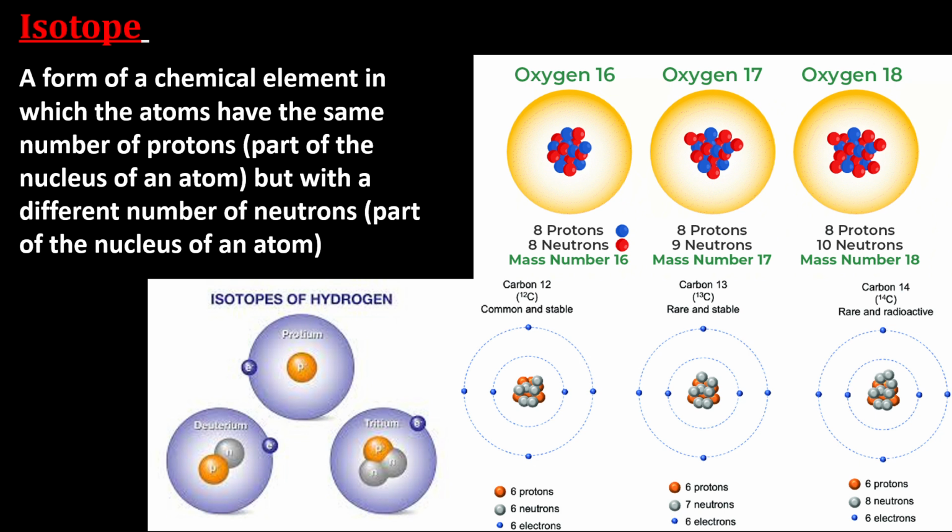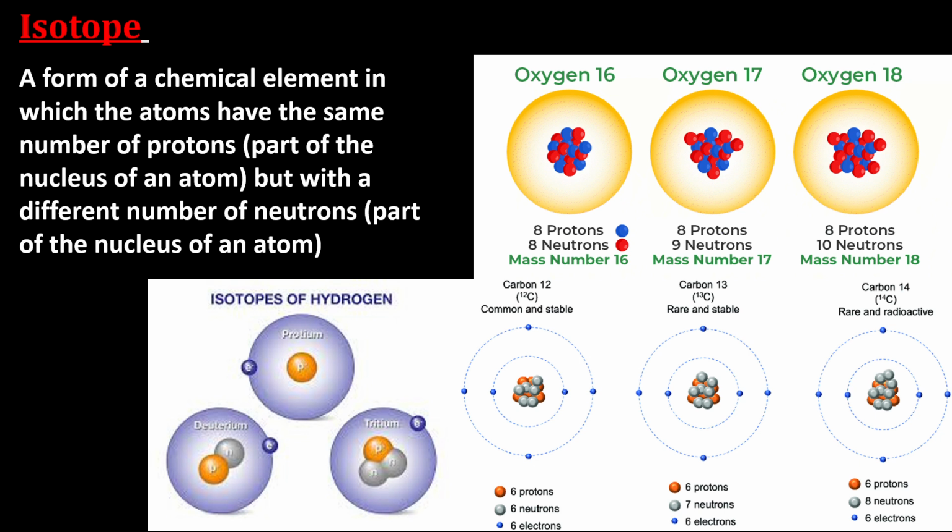First of all, let's learn what isotopes are. An isotope is a chemical element in which the atoms have the same number of protons but a different number of neutrons. The number of protons, which equals the number of electrons in the outer shell, is the same, but inside the nucleus, the number of neutrons of the atom is different.